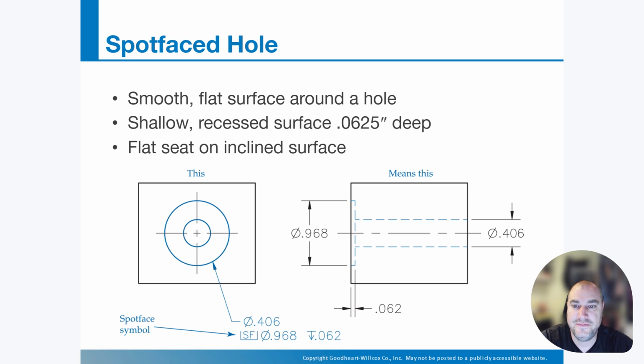Okay. Spot faced hole: smooth, flat surface around a hole, shallow recessed surface, 0.0625 inches deep, flat seat on inclined surface. So this spot face symbol, right? Straightforward, means this over here. Okay. And that's that. So you have all these different types of holes now.